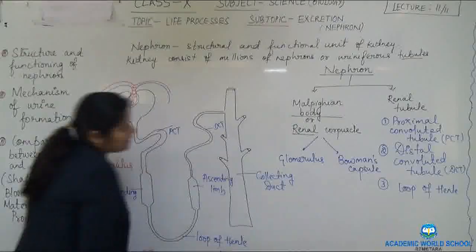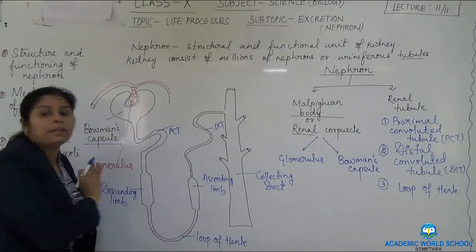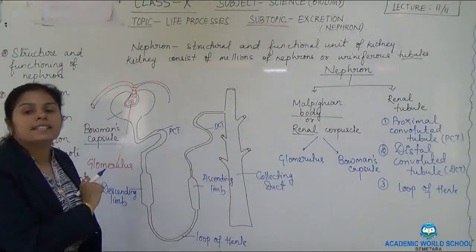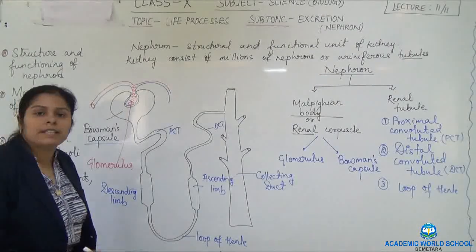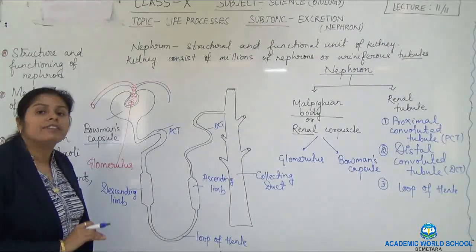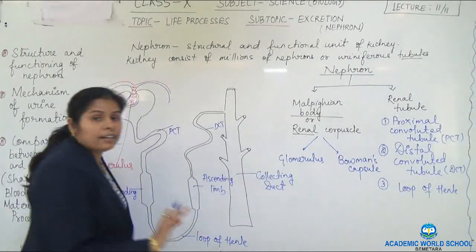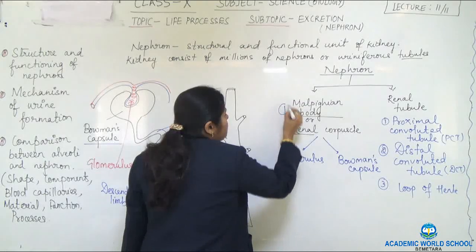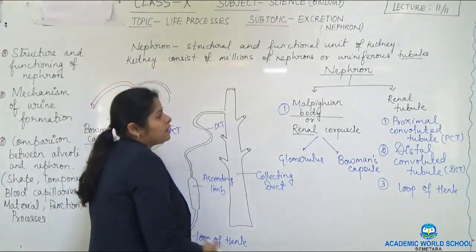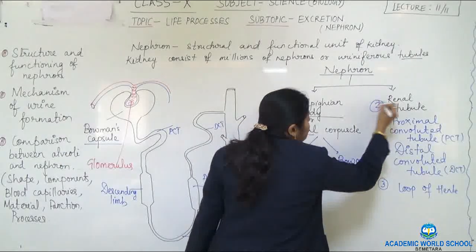So first we will understand the structure of the nephron. There are millions of nephrons present inside the kidney. When the filtration of waste material takes place, we will see how when we study the functioning. To begin with, we have started with the structure. Again I will repeat once again. The nephron consists of two parts. One is the Malpighian body or renal corpuscle, also called the Malpighian corpuscle. The second one is the renal tubule.